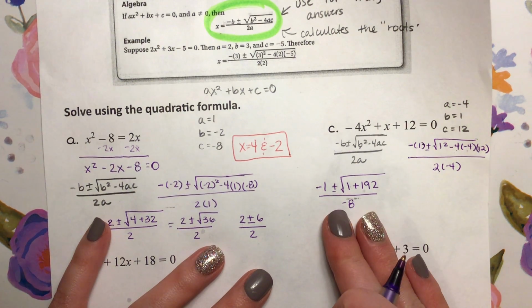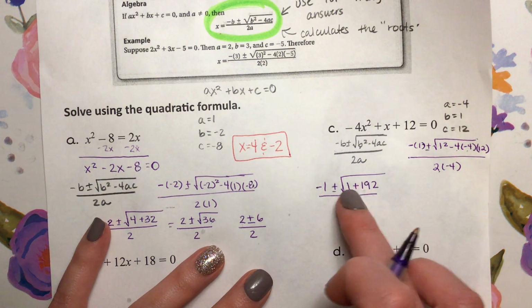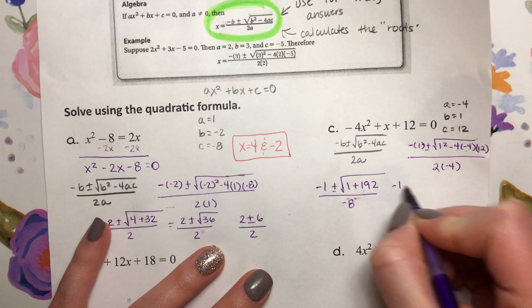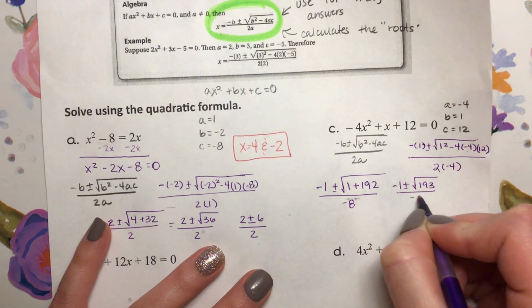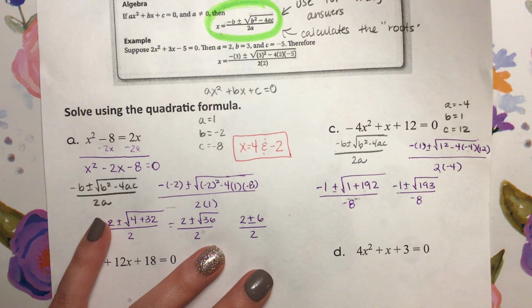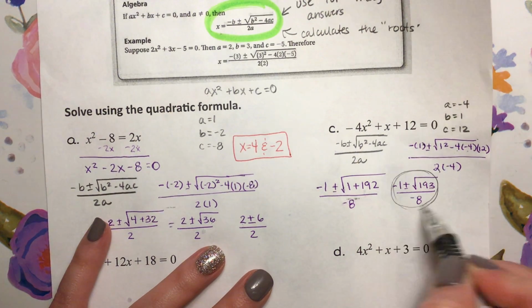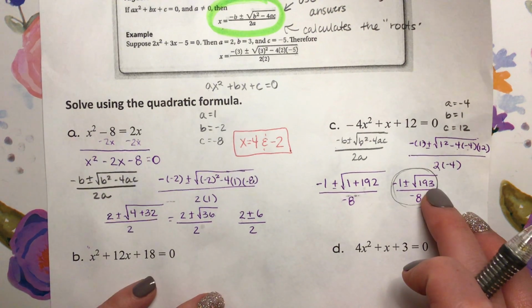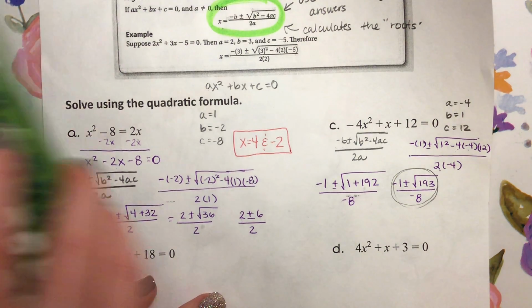Okay, so now what we're going to do, we are going to take this stuff in the square root and simplify it just a little bit more. So now I've got negative 1 plus or minus the square root of 193 over negative 8. Now I'm going to use my calculator for the rest of it, because the square root of 193 is not an even number. So I'm not going to be able to do it in my head. So here's how we're going to input that into our calculator.